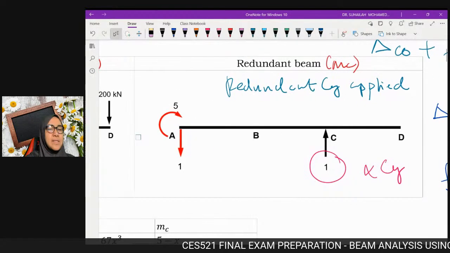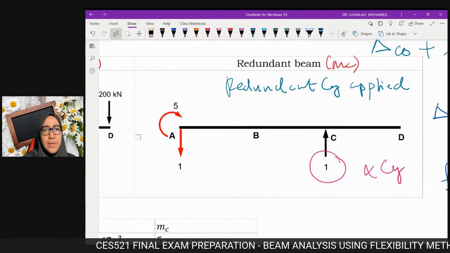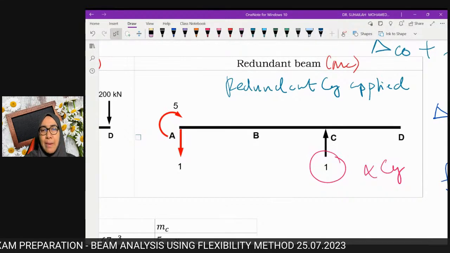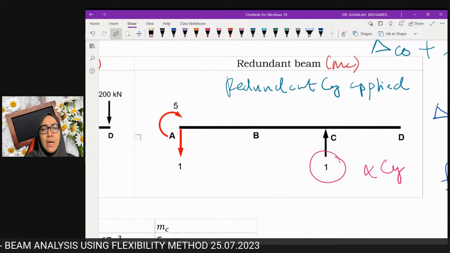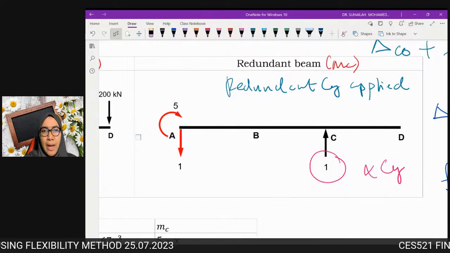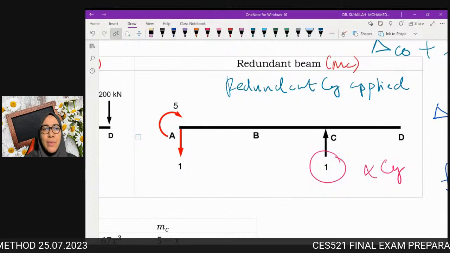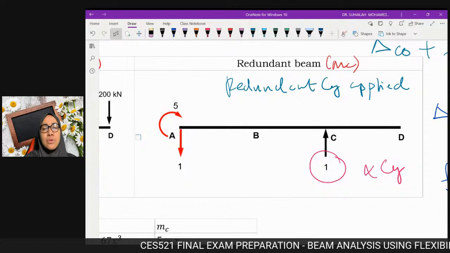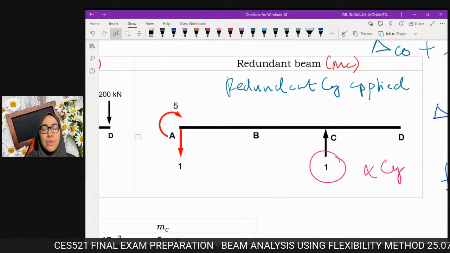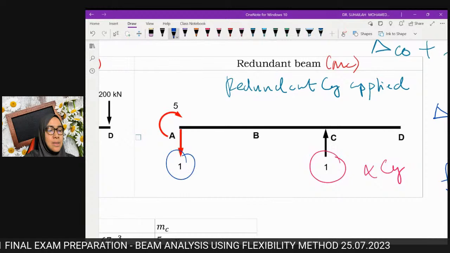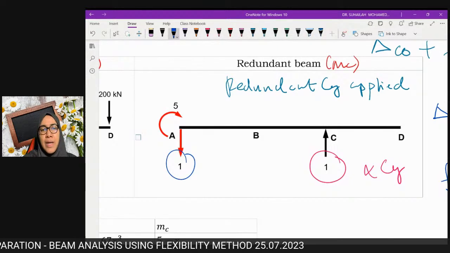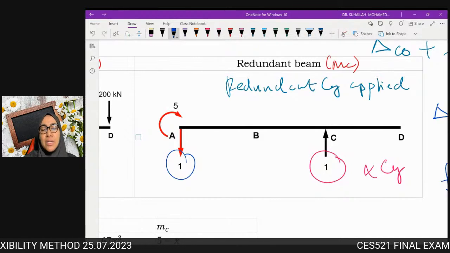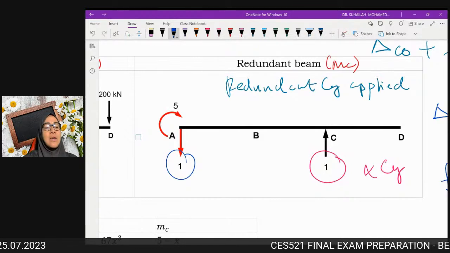Okay, next is the redundant beam. For the redundant beam, we have the same type of beam. It is a cantilever beam subjected to a unit value of Cy, and due to the unit value of Cy, we calculate the reaction at A. To remain in equilibrium, we will get Ay negative, and Ma for the redundant beam is positive 5.